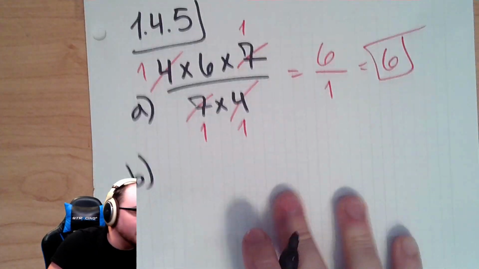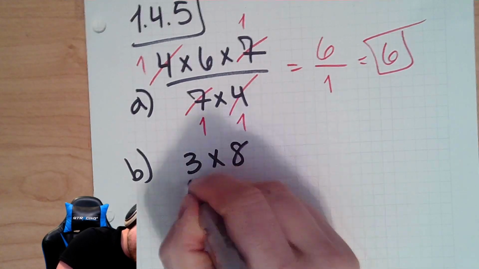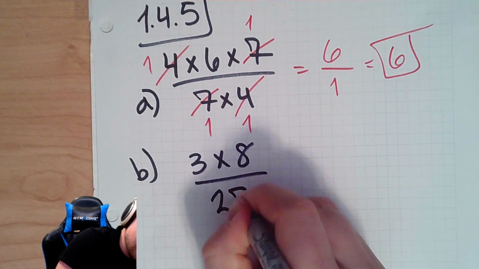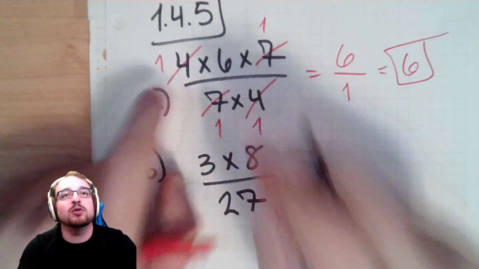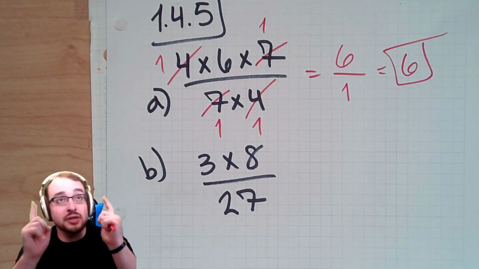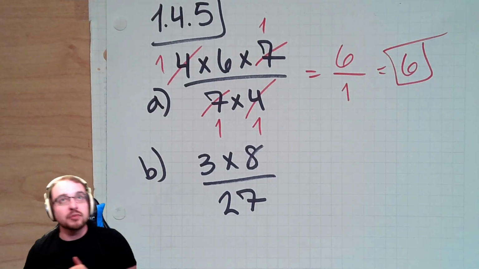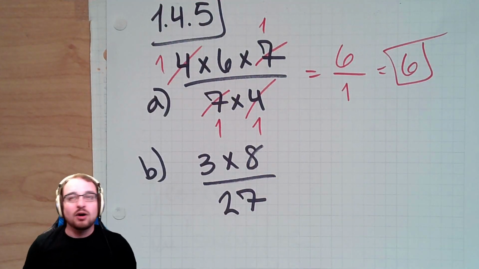For part B, they give you this. 3 times 8 divided by 27. So some of you might have seen here, oh yeah, the 7s and 4s divide out. Be careful to make sure you can actually do that, right? It's all multiplication and division, so we can. If there were plus signs here, it wouldn't have worked that way.